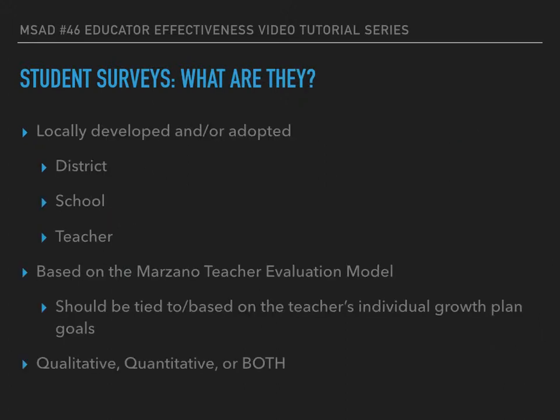So what are they? There's 3 different options with our surveys. They can be either adopted as they are, or ignored. But they really can't be ignored, so it's really only 2. Or created on your own. It's really what it is. So they are locally developed and or adopted as they are. And there are district-wide surveys that are available.